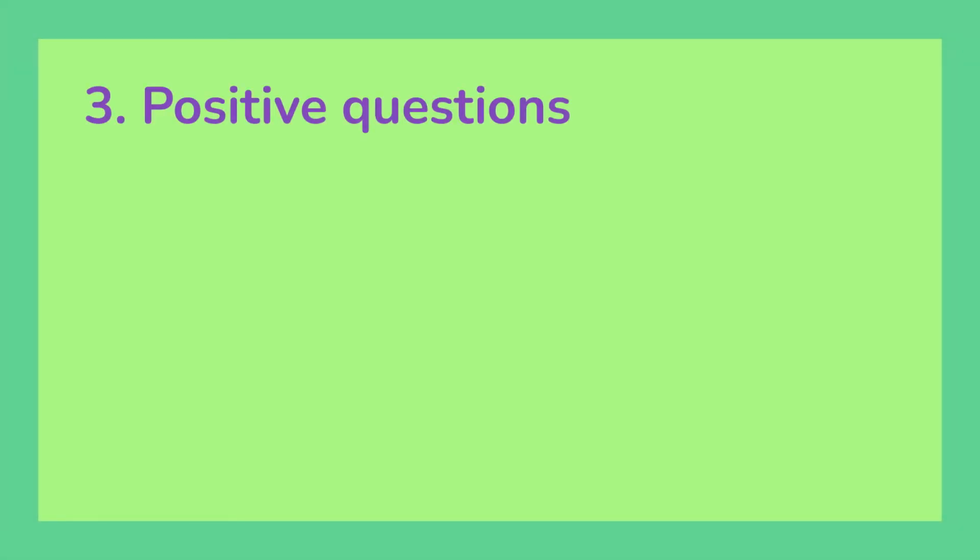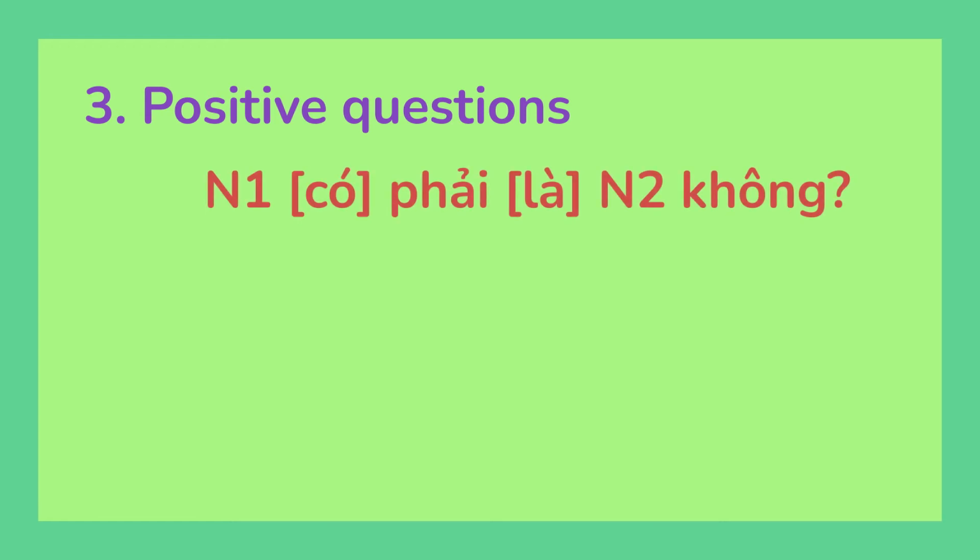Number 3. Positive questions. The structure would be noun number 1 có phải là noun number 2 không? So normally to make a yes-no question, you have to put the word không at the end of the question and the optional word có before the verb or the adjective. So some new learners end up saying some questions like this.